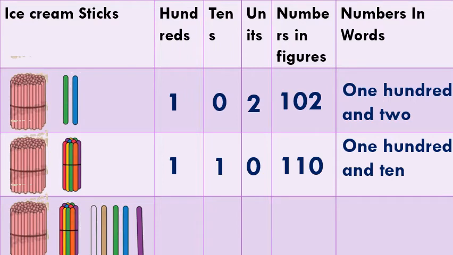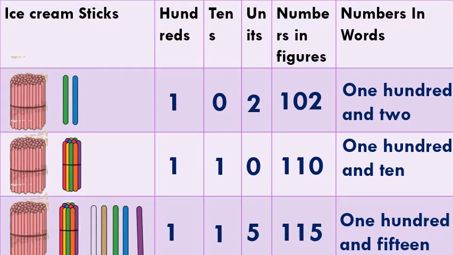Okay. Now how many hundreds are there? One bundle. How many tens are there? One bundle. And how many units are there? We will count 1, 2, 3, 4 and 5. So 5 units are there. Together it made 115. So we will write the same in words, that is 115. Got this? Now we finish the table.